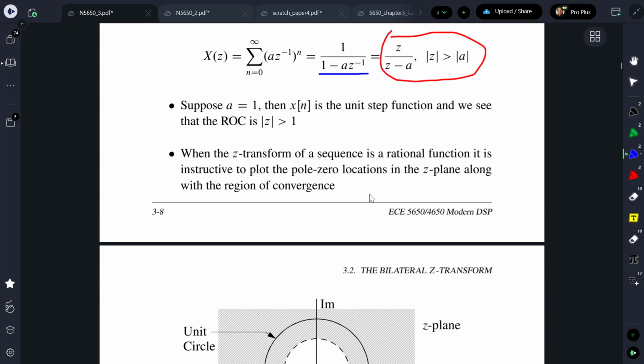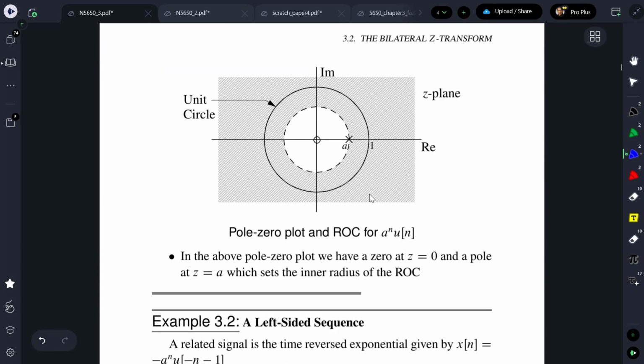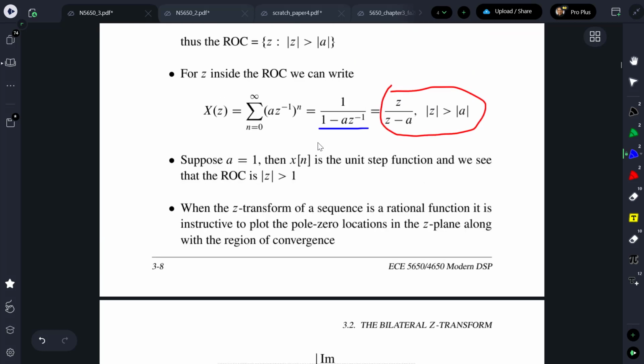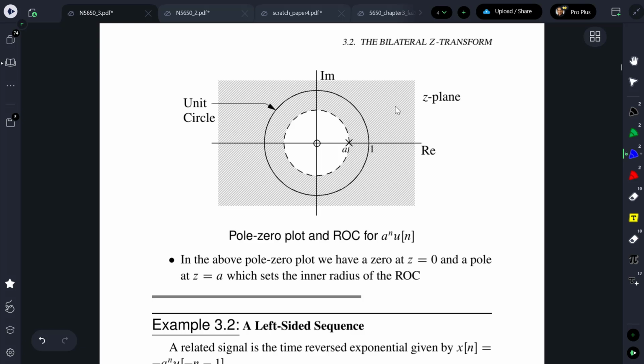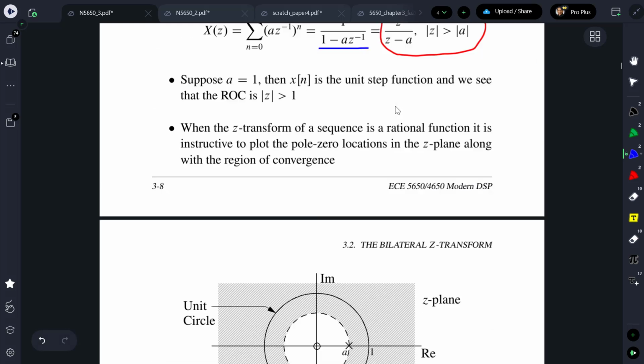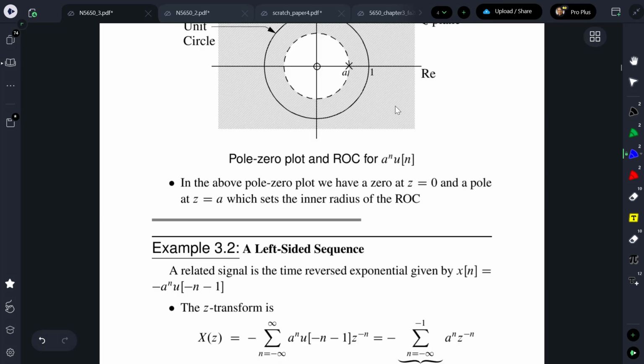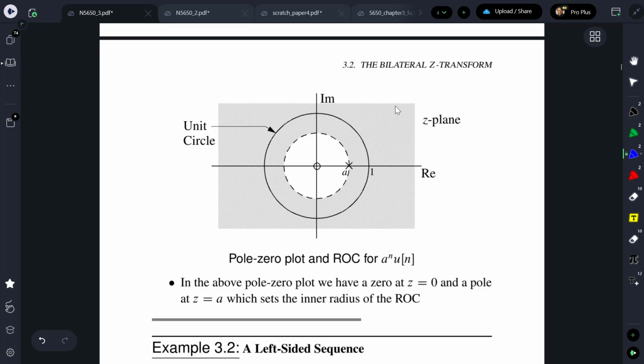Okay, so plotting in the Z domain, this is the Z plane showing what the Z transform looks like. It has a 0 at 0, because the numerator polynomial is simply z, and then in the denominator it has z minus a, so that says z equaling a is the pole. The fact that it's located here on the real axis is assuming a is real in this case.